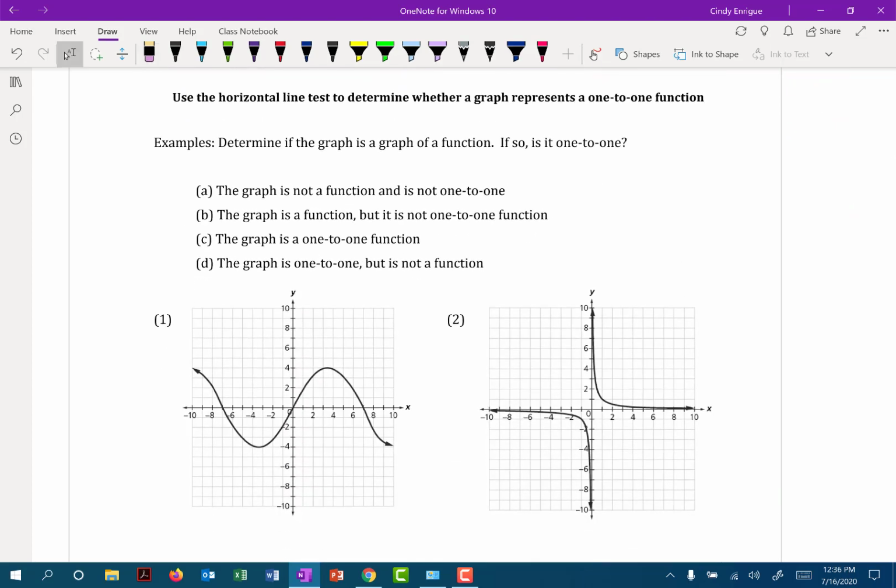So we can also use the horizontal line test. So remember, the horizontal line goes left to right. This is a horizontal line.